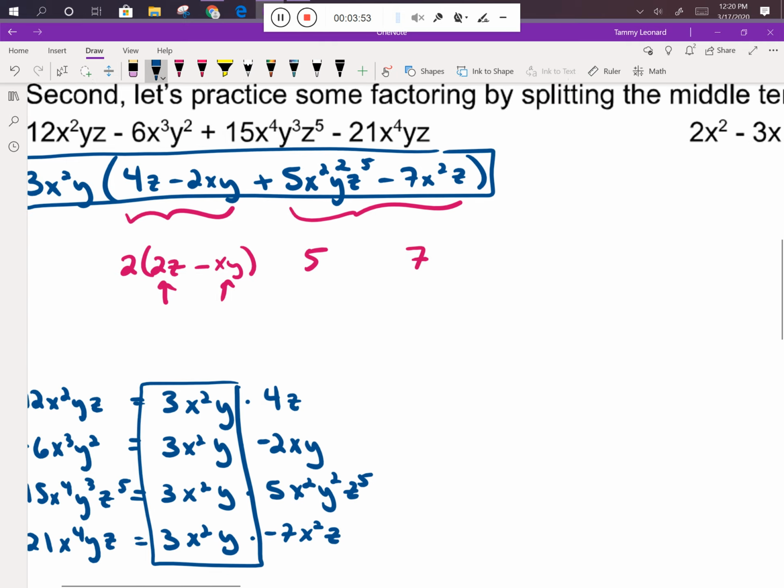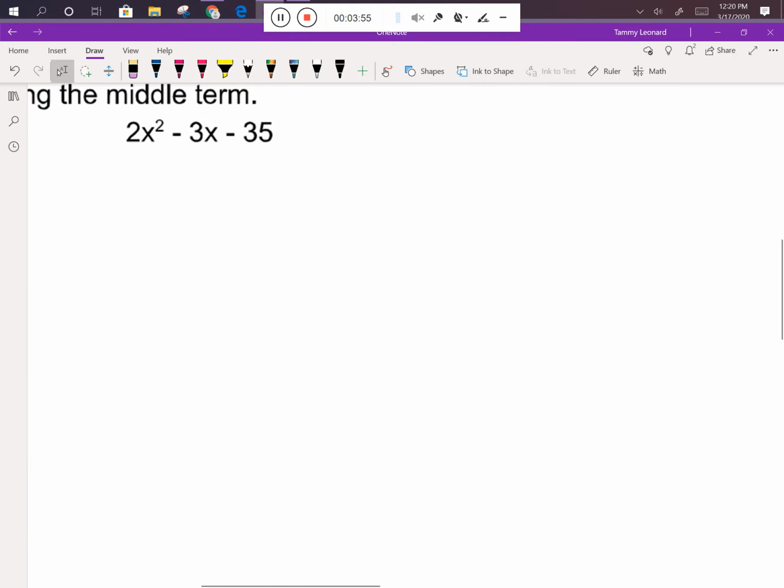All right, let's look at the second problem. This is a more traditional quadratic trinomial. So we're going to start by creating the puzzle and then factoring by splitting the middle term. Push pause, try it for yourself, and then when you're ready to compare answers with me, go ahead and play.